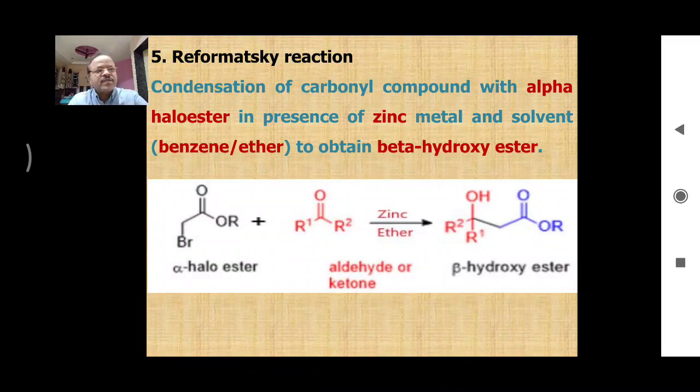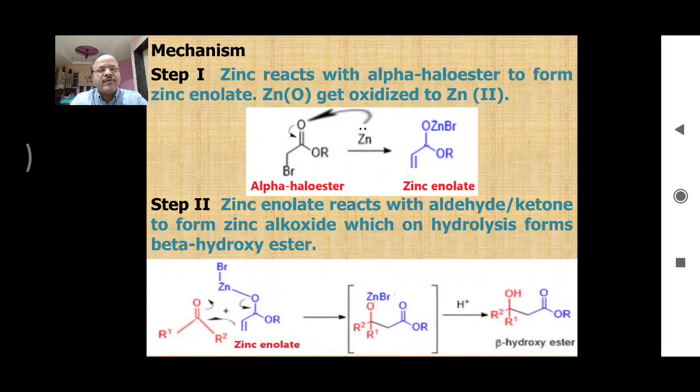Now let us discuss the mechanism of Reformatsky reaction. It involves 2 steps. In step number 1, zinc reacts with alpha haloester to form zinc enolate.